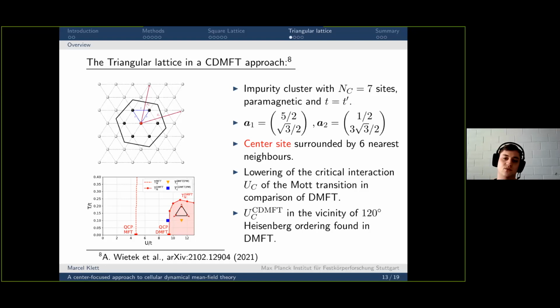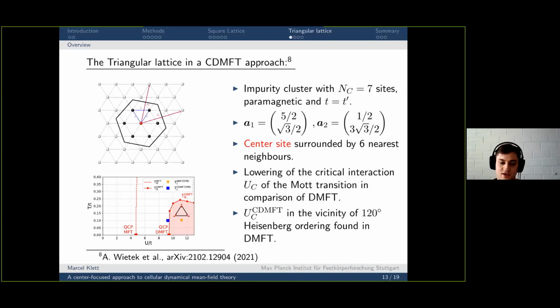Let me also tell you that we again only consider the paramagnetic enforced solutions and a fully frustrated system, so t prime equals t. And a very short preview of what we see: if we solve this 7-site cluster, compared to the DMFT solution, concerning the Mott transition, we again get to lower interaction values for the same temperature.